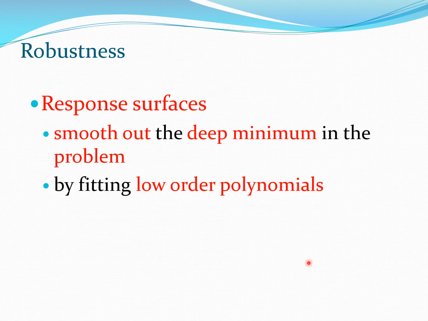So the main aspect about response surfaces is that they smooth out the deep minima in the problem. And again, keep in mind that this is largely accomplished by fitting polynomials which are typically of low order. For example, a quadratic polynomial would be better than a fifth degree polynomial, because the problem which a fifth degree polynomial would have is that it would try to fit in the deep local minima and get that value. So that is something which is smoothed out when you use quadratics, for example.